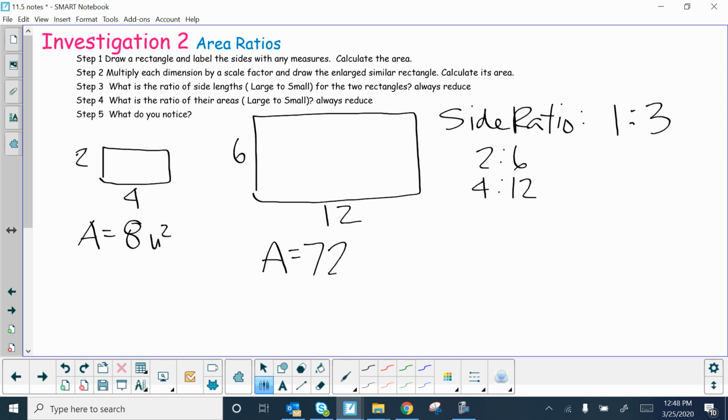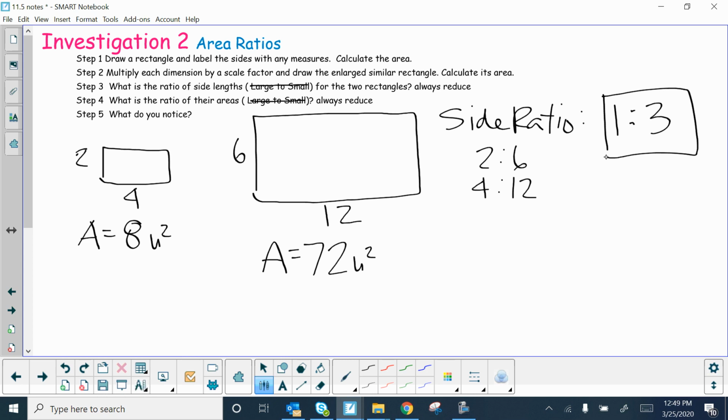72 units squared. So what's the ratio of the side lengths? It says large to small. We're going to just keep it going left to right. So I'm going to cross that out. So it's going from 2 to 6 and 4 to 12, which we just reduced over here. And we said when we reduce those, it's 1 to 3. So that's the side ratio.